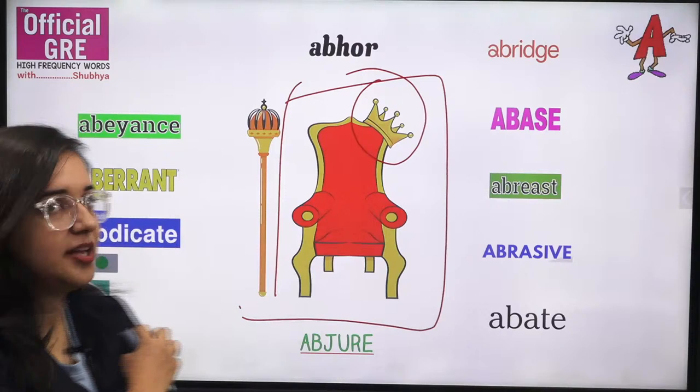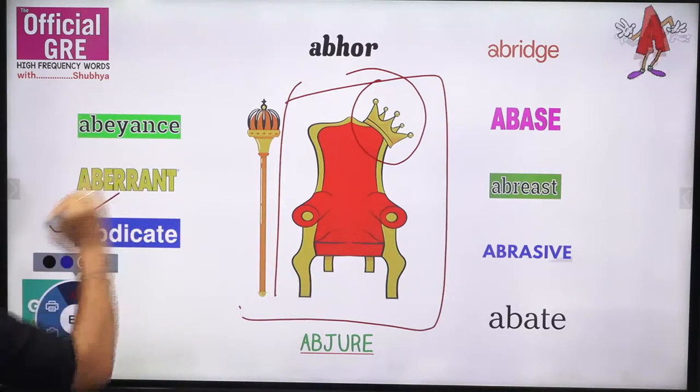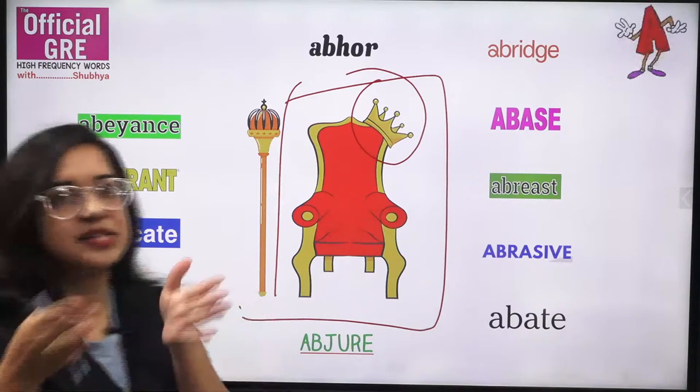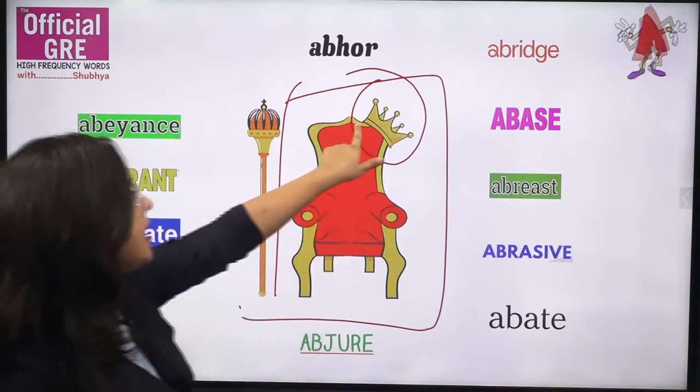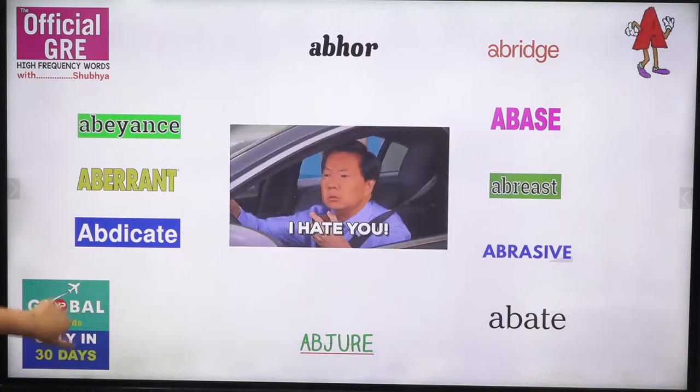Abdicate. Yes, Yashdeep is right. It's abdicate. That is when you are willingly giving up your throne so that the next heir can sit on my throne. The throne is lying over here, the crown is lying over here. That is termed as abdicate.